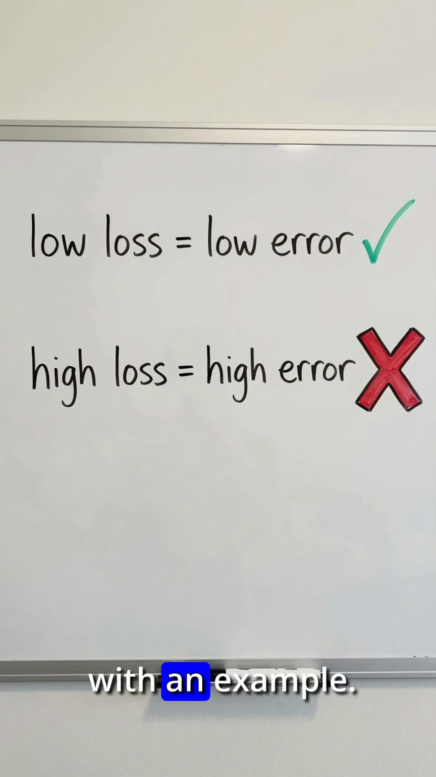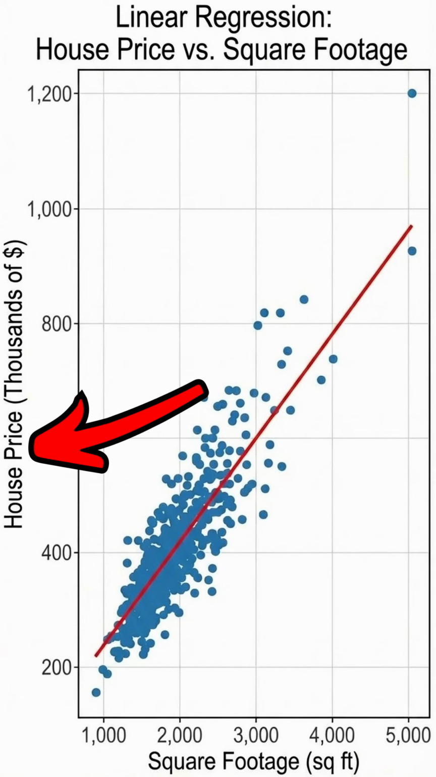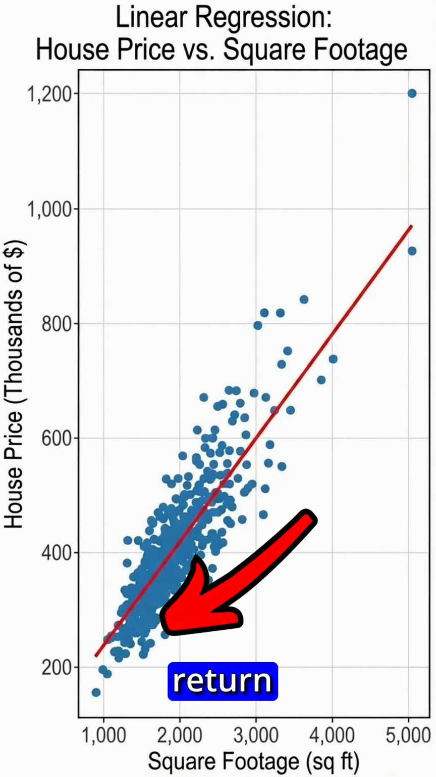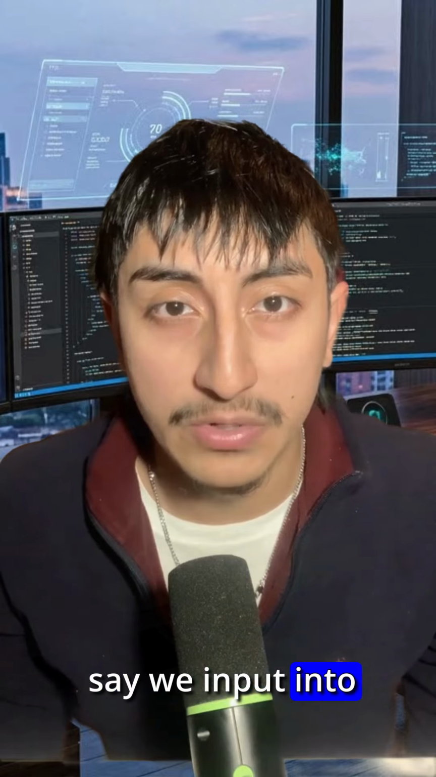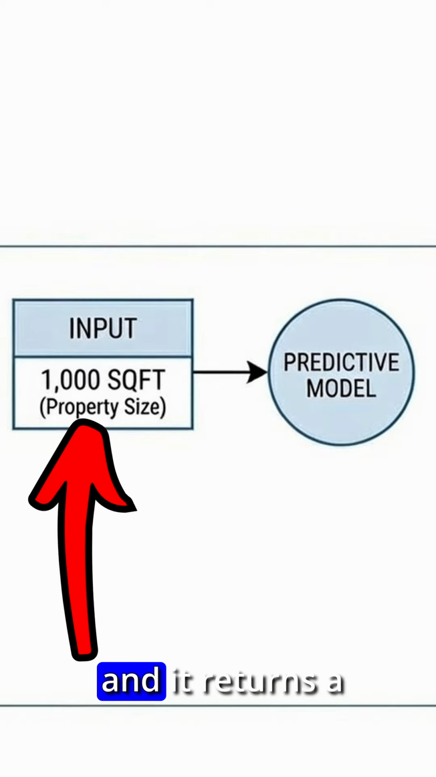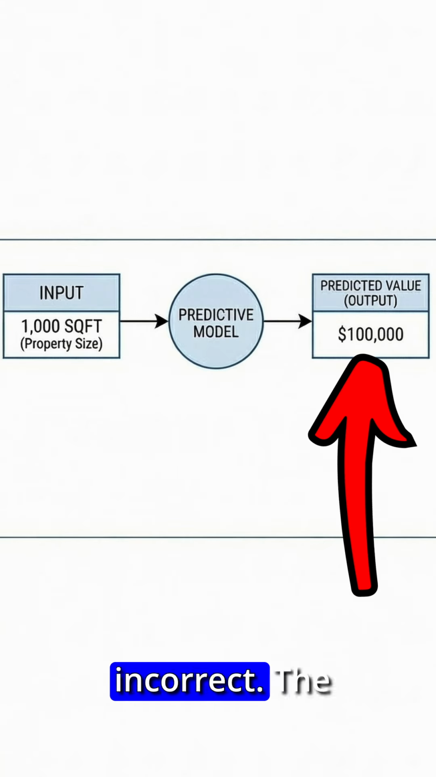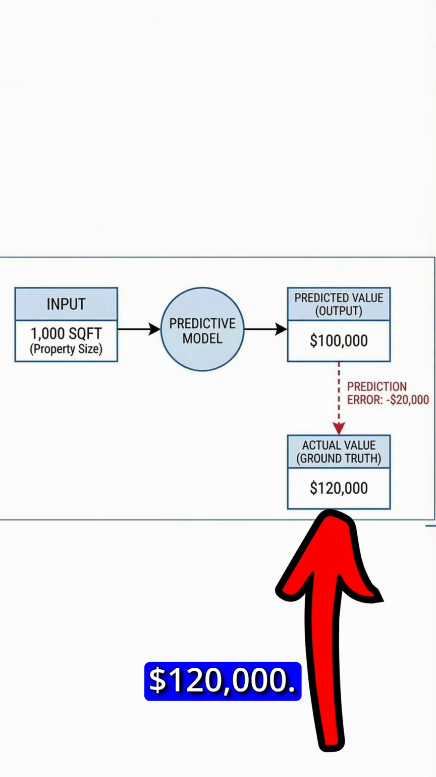Let me explain with an example. Let's say we have a simple regression model that we use to predict house prices. When we feed the model the square footage of a house, it should return the correct house price based on the square footage. Let's say we input into our model 1,000 square feet and it returns a house with the price of $100,000. But that is incorrect. The actual house price based on 1,000 square feet should be $120,000.